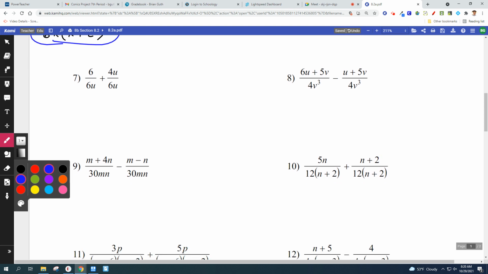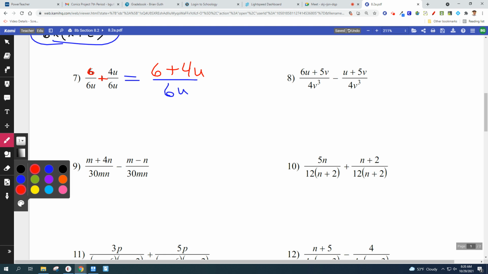Look at number 7. We're adding fractions. We need a common denominator. We have a common denominator. That denominator is 6u. So I know my answer is going to be something over 6u before I even go. All right, so we look at the top and we say 6 plus, I don't have any like terms. You can't say 6 plus 4u is 10u because those are not like terms. You're just going to have that, 6 plus 4u.